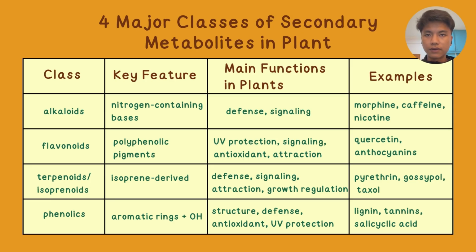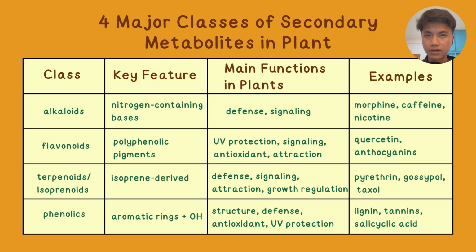The third major class is terpenoids derived from isoprene. They provide defense against herbivores and pathogens and also attract pollinators and beneficial insects. They can also serve as signaling molecules in plant-to-plant and plant-to-insect interactions. They are also involved in plant growth regulation and environmental adaptation. Some examples are pyridine, gossypol, and taxol.